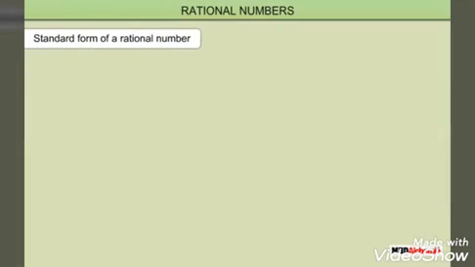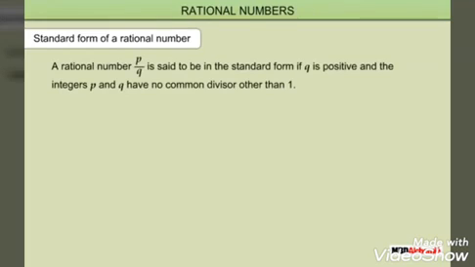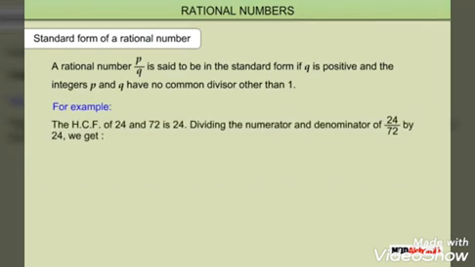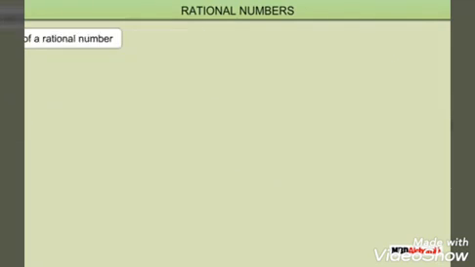Standard form of a rational number. A rational number p upon q is said to be in the standard form if q is positive and the integers p and q have no common divisor other than 1. The HCF of 24 and 72 is 24. Dividing the numerator and denominator of 24 upon 72 by 24, we get 24 upon 72 is equivalent to 1 upon 3.